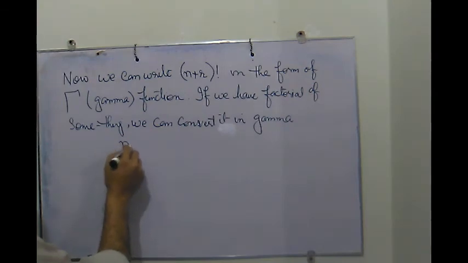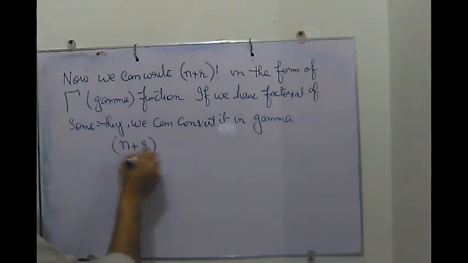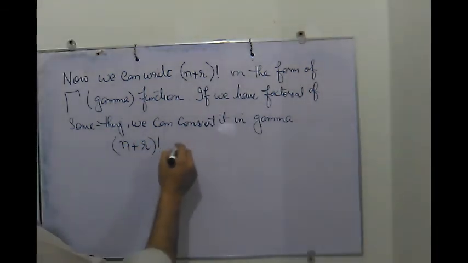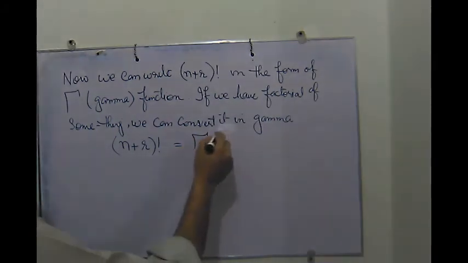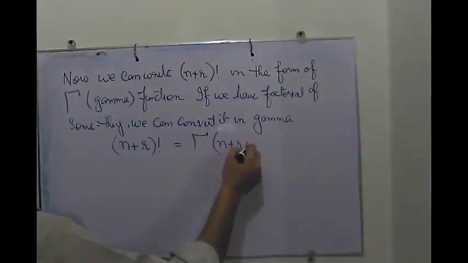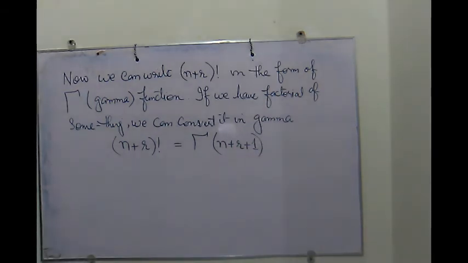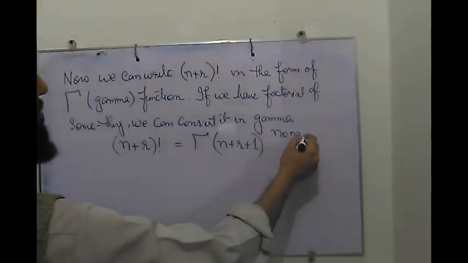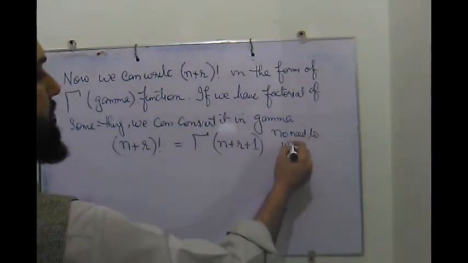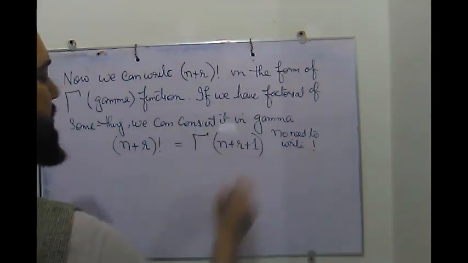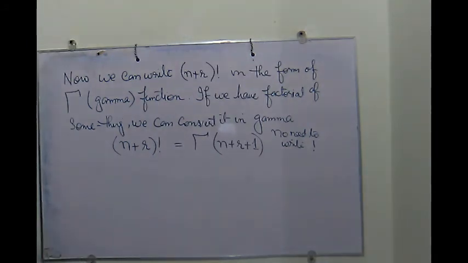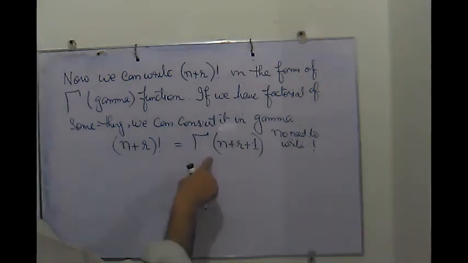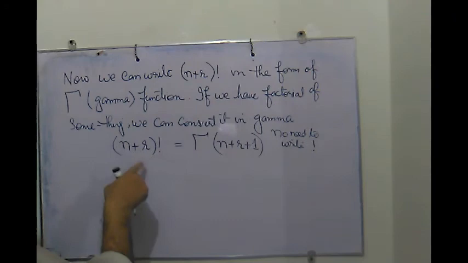So we can write n plus r factorial as the gamma function n plus r plus 1. So no need to write the factorial sign. Now we can put this gamma function in the above equation.